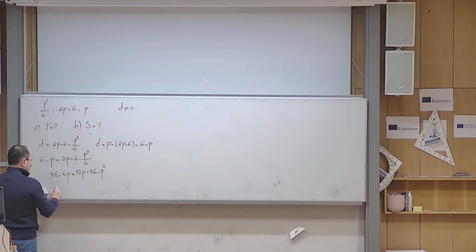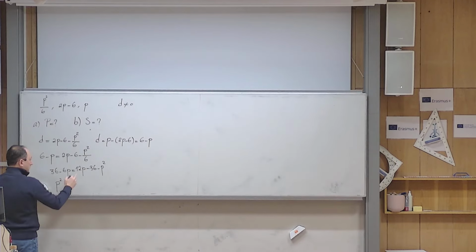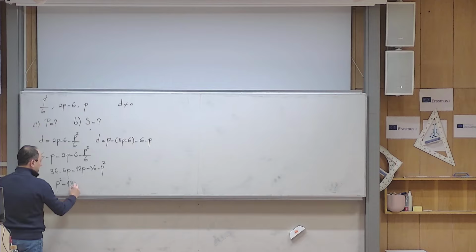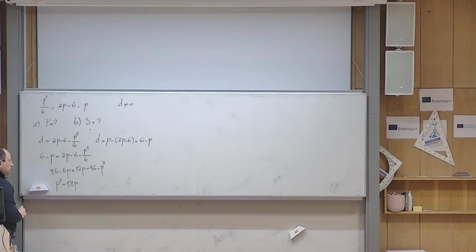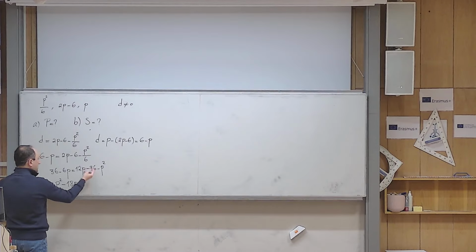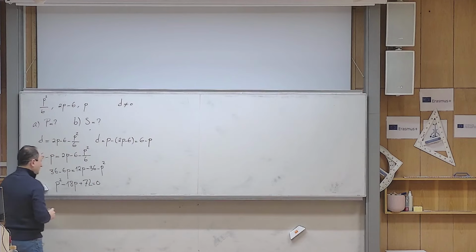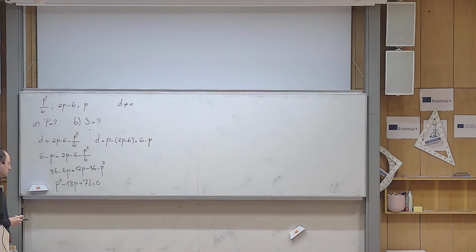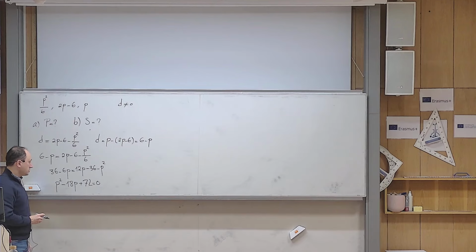I move everything to the left to make my quadratic equation. So minus p squared becomes p squared when moved to the left. And then I have 12p, moved to the left, minus 12p, minus 6p is minus 18p. And then I also move minus 36 to the left. It becomes plus 72 equals 0. You can use the ABC formula to solve this. But because the numbers are easy to guess, let us just do the guessing. I ask myself, can I find two numbers whose sum is minus 18 and the product is 72? Yes, the answer is simple. One of them is minus 6, the other one is minus 12.